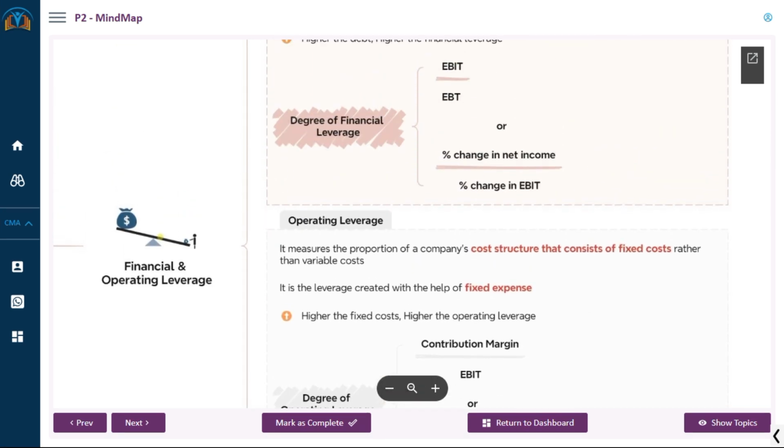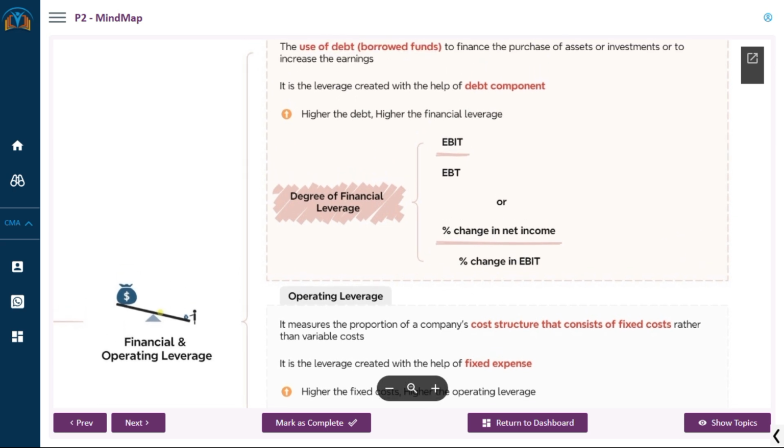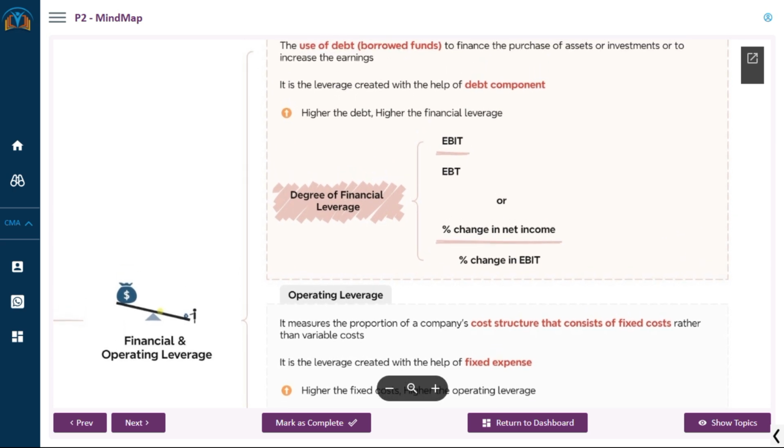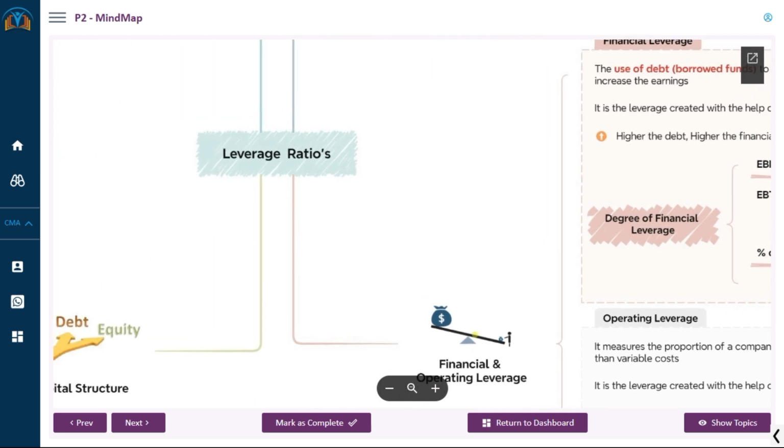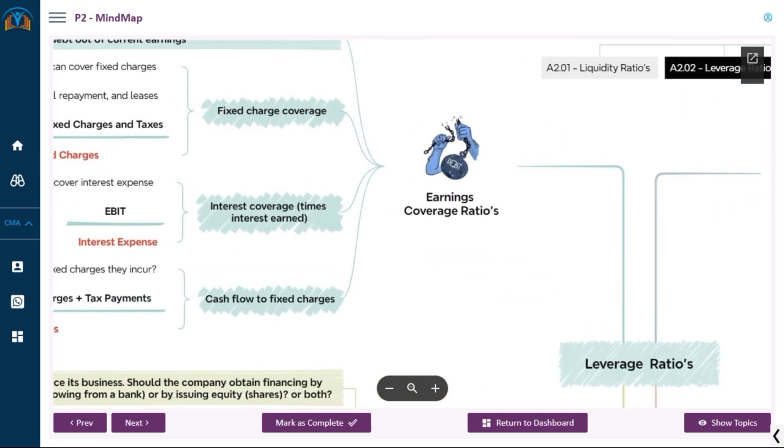Now let us understand the difference between financial leverage and operating leverage. One, financial leverage is created out of the debt component, but operating leverage is created out of your fixed expenses. So you have to remember that one is out of the debt component and one is out of your fixed expenses. Now, apart from financial leverage and operating leverage, we have the earnings coverage ratio.